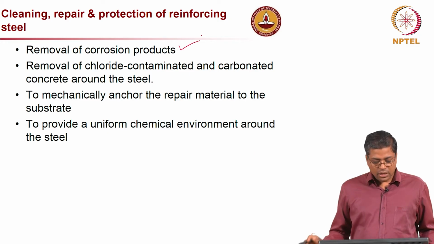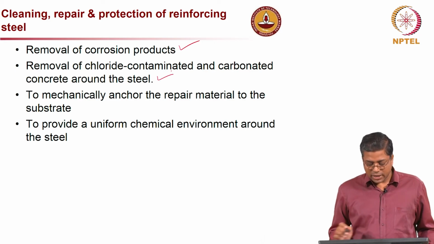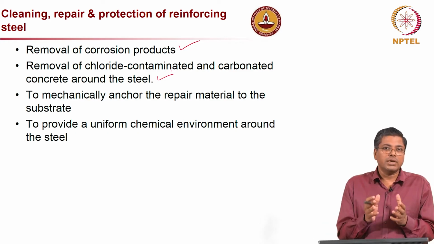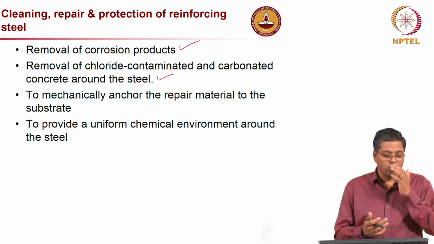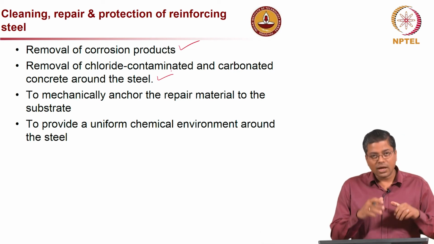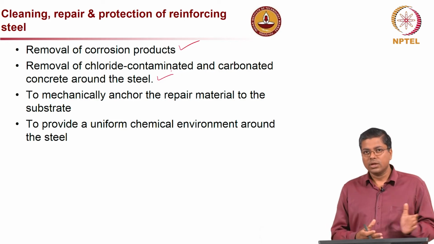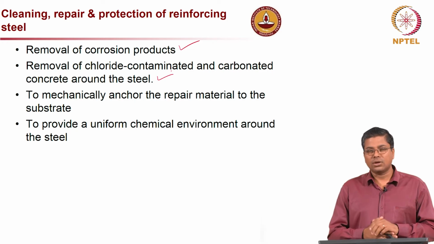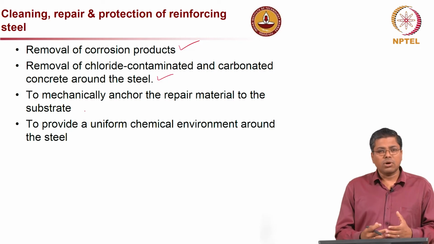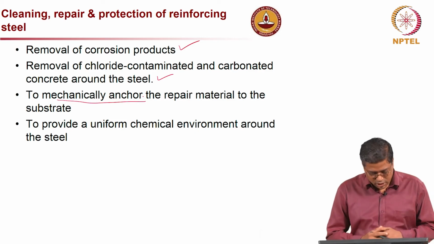The main idea is removal of corrosion products, that is the rust, and then removal of chloride contaminated or even carbonated concrete around the steel. Because these chlorides and carbonation were the reason for the steel to corrode. So, if you leave that type of concrete there, then the steel might corrode again even after providing new repair material. So, that is why it is very, very important to remove the entire contaminated concrete or bad concrete from the steel surface. And we talked about undercutting, that is important to mechanically anchor the repair material to the substrate.